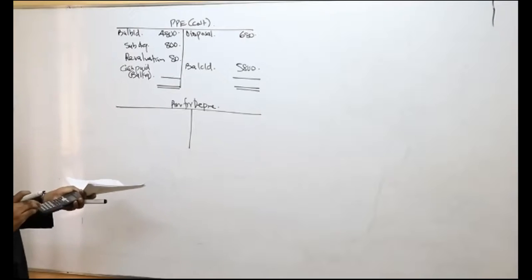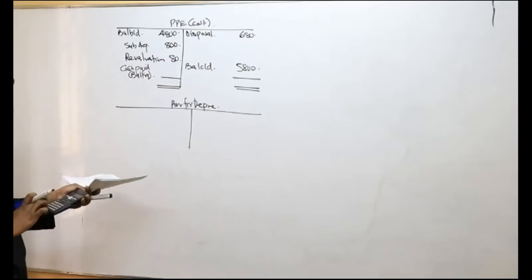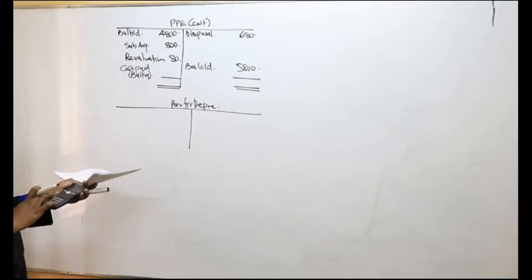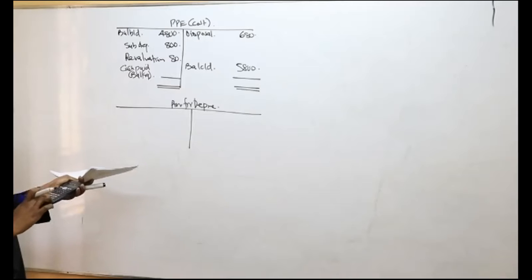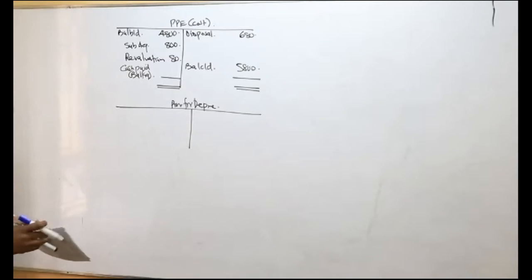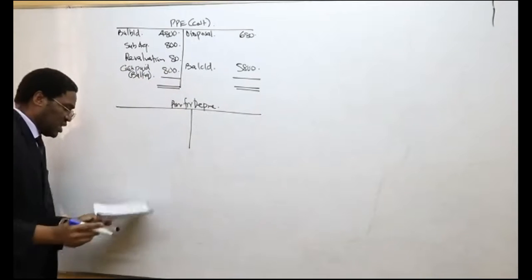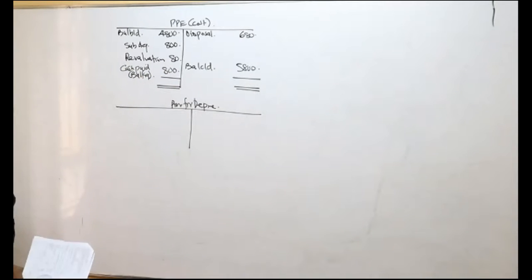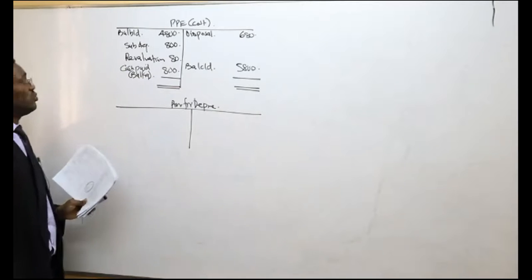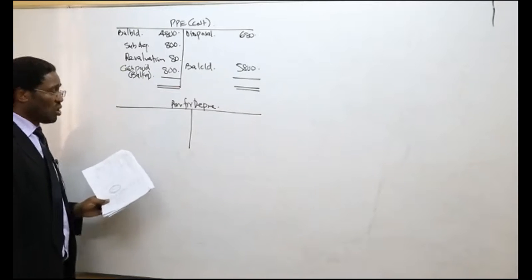So we get the total of the other side, 680 plus 5,800. This other side is 4,800. There is 800, and there is the 80. I am getting a balancing figure of 800 million. Our figures are in millions, so it will be 800 million. So we are through with the amount of the cash paid to acquire new ones.